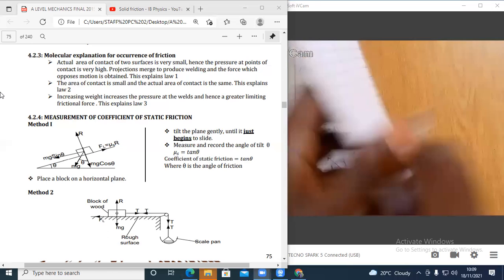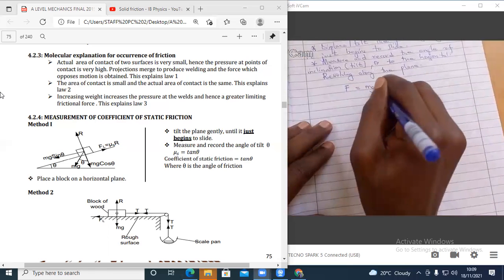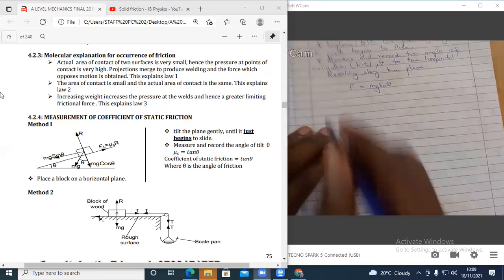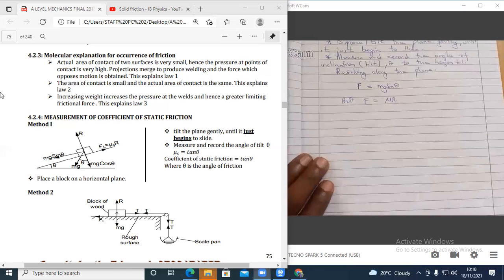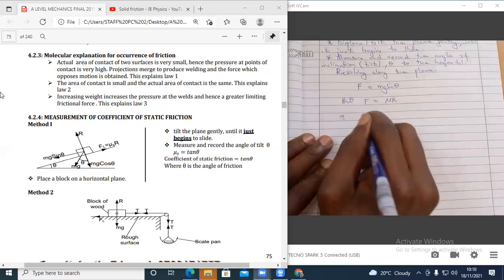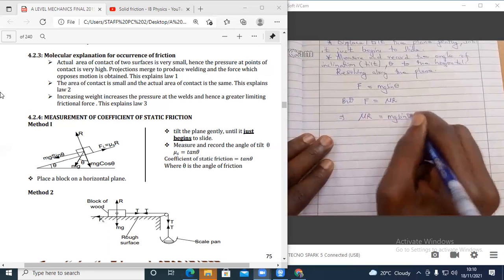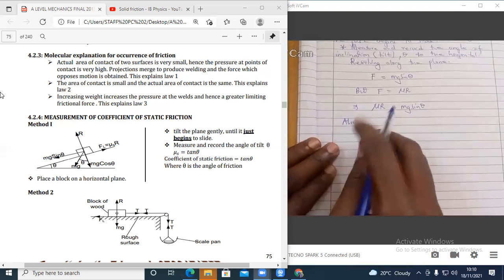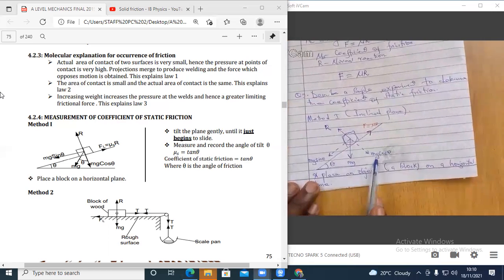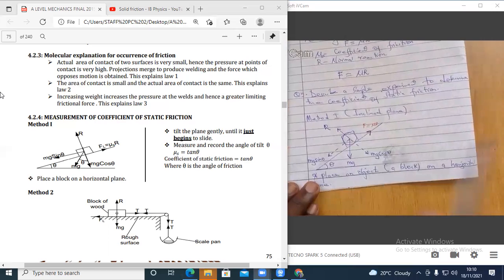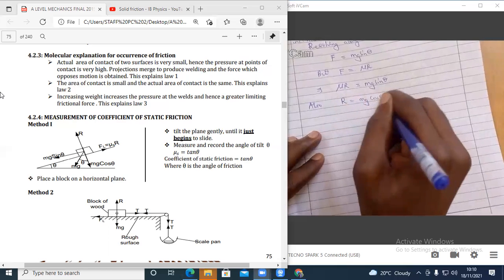So you find the frictional force F will be equal to mg sine theta. But we have said F is equal to mu R. So which means we shall have mu R is equal to mg sine theta. Also, you should note when you resolve perpendicular to the plane, R is equal to mg cos theta.